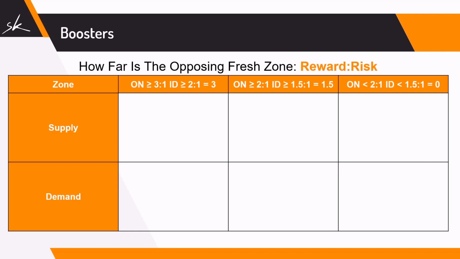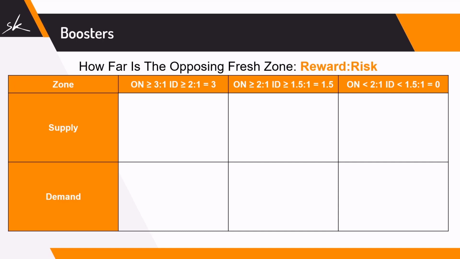To apply this booster, we will identify how far is the opposing fresh zone. This booster helps in two ways. One, it helps us understand the reward to risk ratio before we enter the trade, which is a very important part of our trade plan. Since we understand that every trade cannot be profitable, we only want to participate in trades where our reward to risk ratios are good. And two, the only time we will be having good reward to risk ratio is when the retracement to our zone is strong. This strong move helps us identify the emotion of fear and greed.